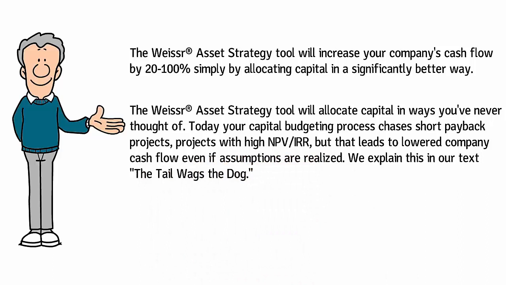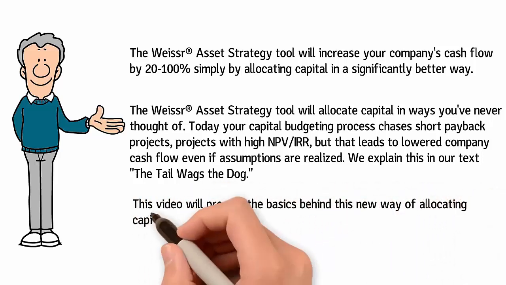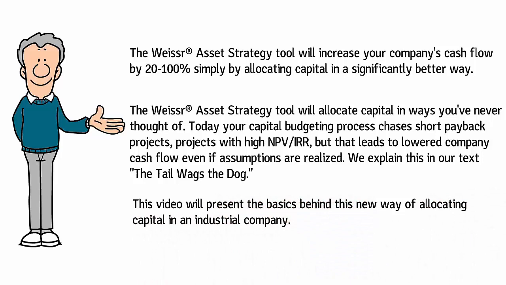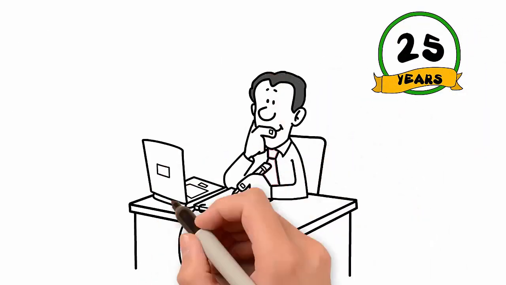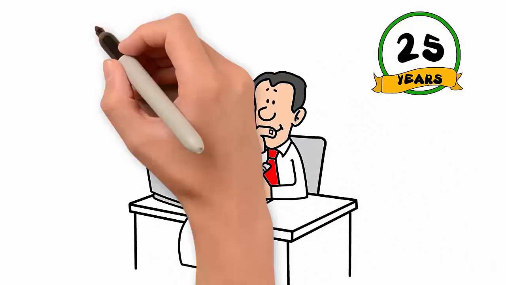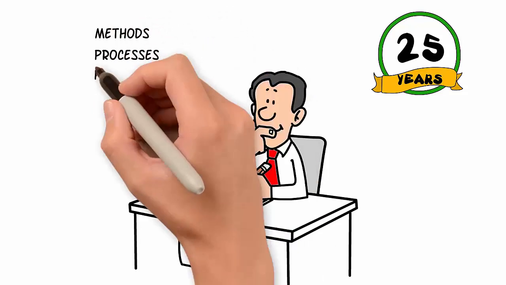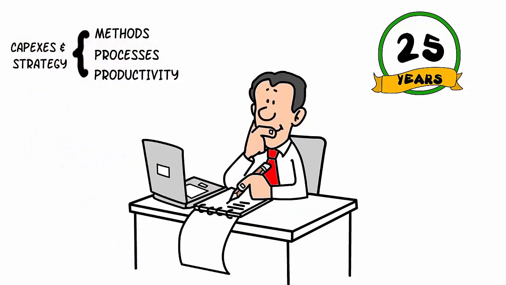We explain this in our text, "The Tail Wags the Dog." This video will present the basics behind this new way of allocating capital in an industrial company. For 25 years, we have worked for some of the largest capital-intensive companies in the world. And the Weissr tool incorporates basically all the methods, processes, and productivity that we have developed regarding Capexes and strategy.